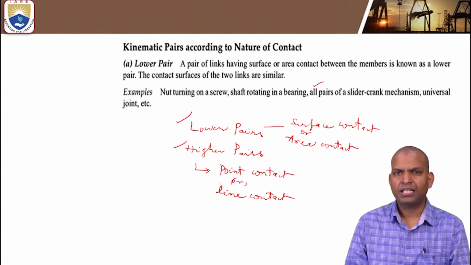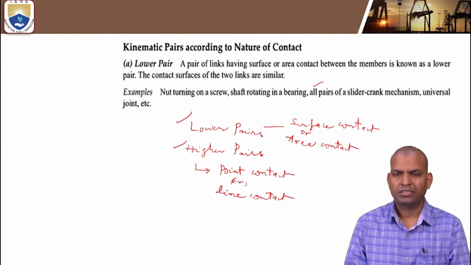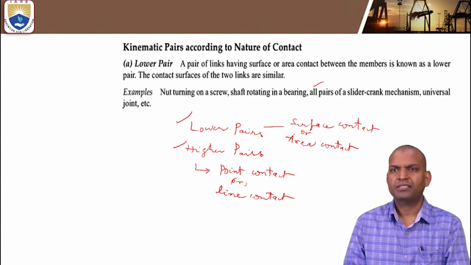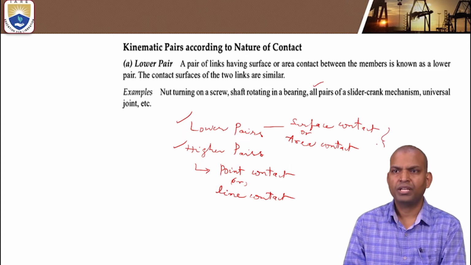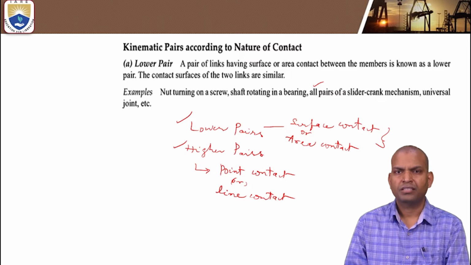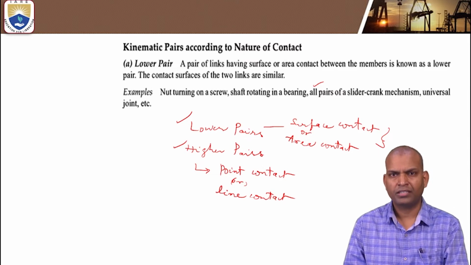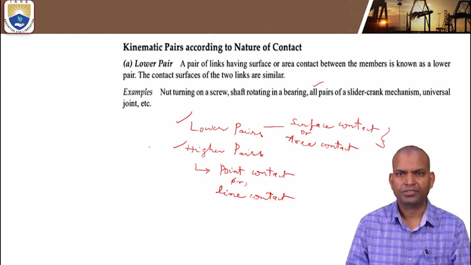Both things can never happen among the links at the same time. That is very important. It can be either line contact or point contact; the combination of these two doesn't happen at the same time. Similarly, the contact between two links is either surface contact or area contact, and the combination doesn't happen at a time. Suppose there is surface contact for some period of time, and after that area contact for another period. But both contacts don't happen between the links together.